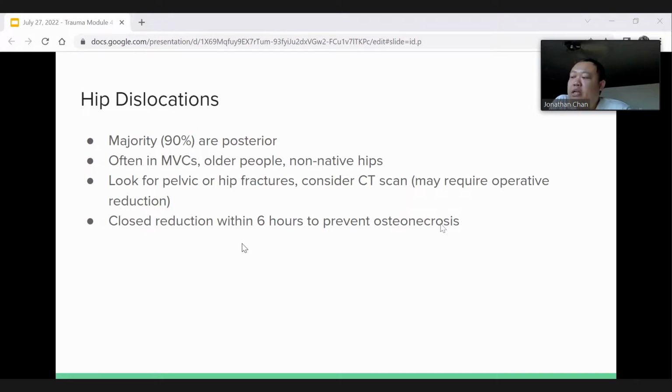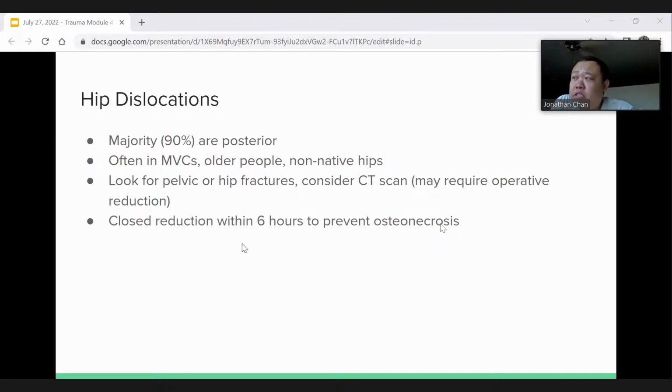The next orthopedic emergency we have is a hip dislocation. The majority, about 90%, are posterior, and the very classic example is someone who's riding in the passenger seat of a car that suddenly stops and they hit the knee against their dashboard, and that can, in patients who are older or who have non-native hips that were replaced, sometimes lead to a hip dislocation. Again, these are pretty uncommon.